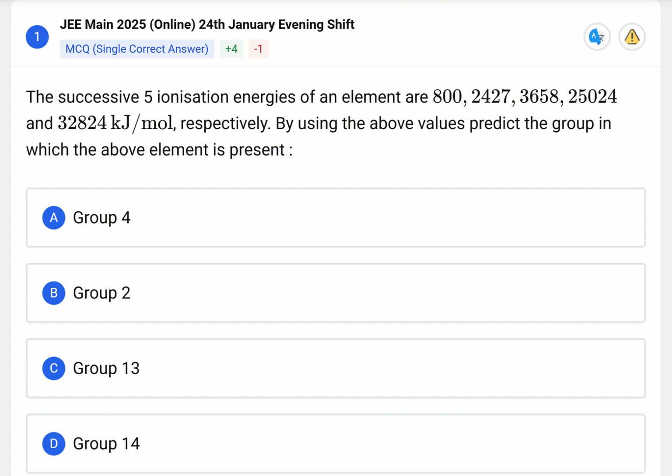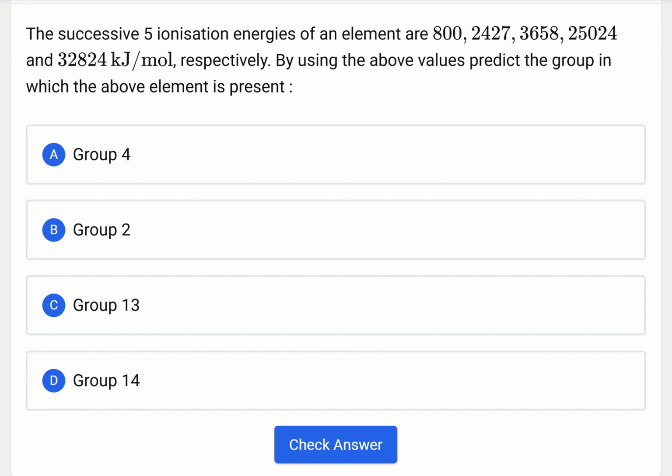Moving with the first question: the successive 5 ionization energies of an element are 800, 2427, 3658, 25,024, 32,824. That means if I write group 4, group 2, group 13 and group 14. Okay. Now, 5 ionization energies. The first ionization energy is 800 kilojoules. That means group 2 and group 4 are already gone. Why? Because the first ionization energy is very low. Group 2 may be there. It may be there. Then group 13, then group 14.